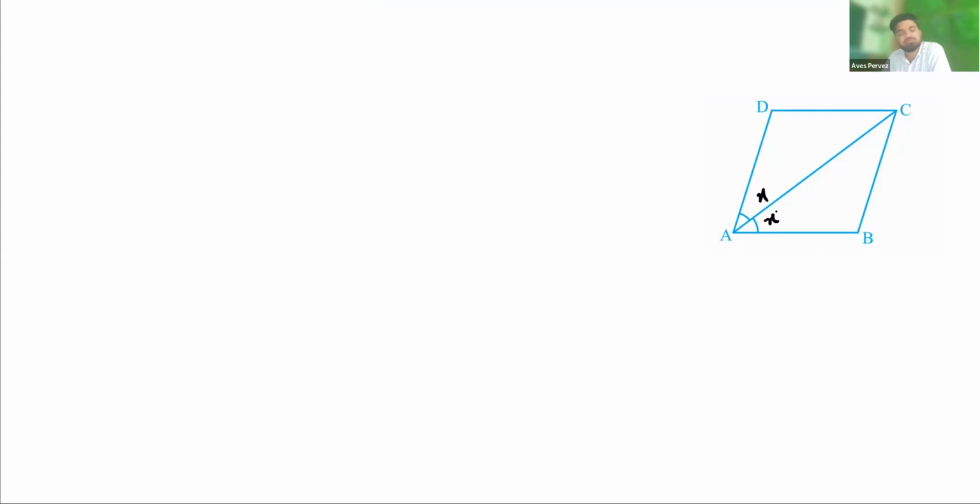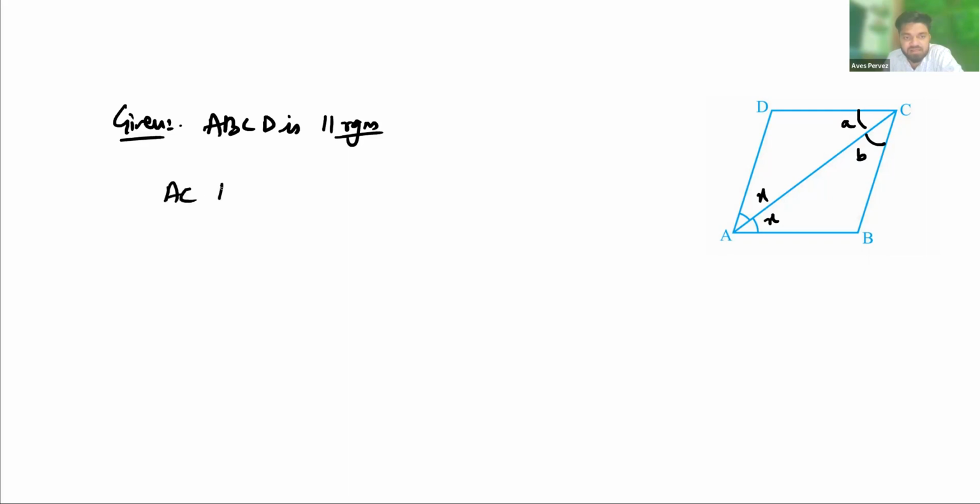So if it is X, this is also X. It is given to you. You need to prove that if it is A, that you need to prove. Given: ABCD is a parallelogram. This parallelogram has been given to you, and AC bisects angle A. So you can write it.